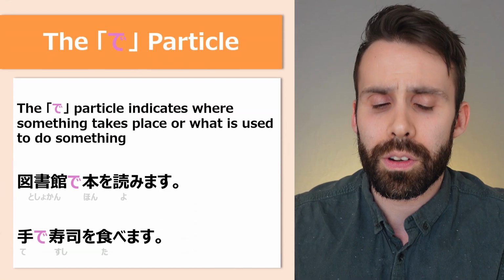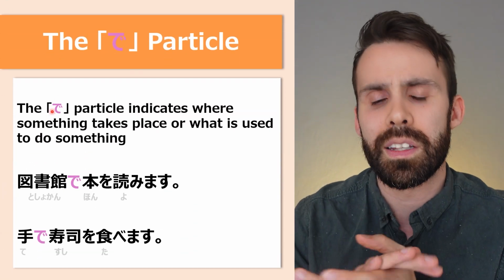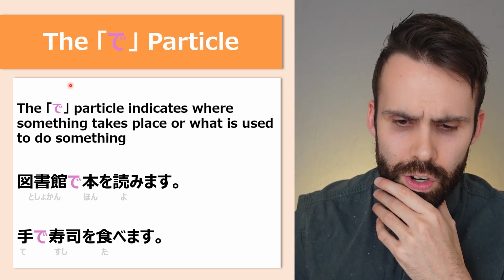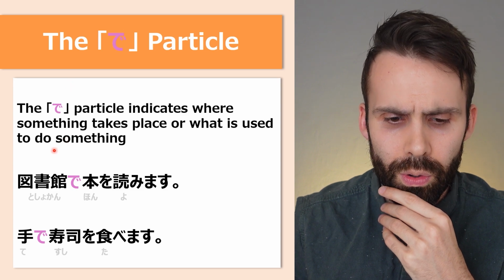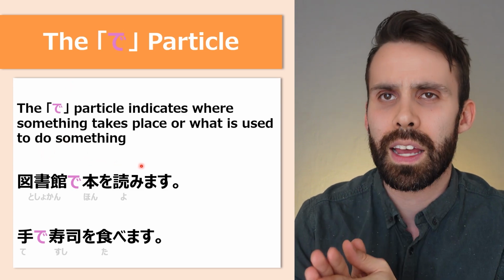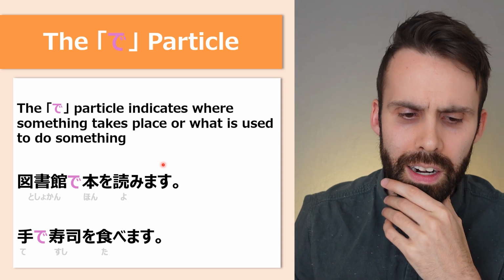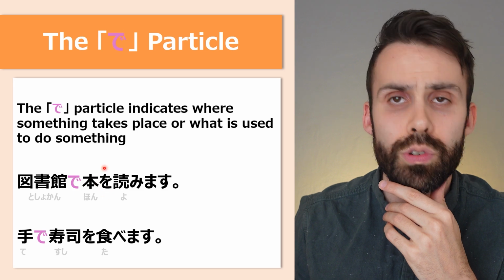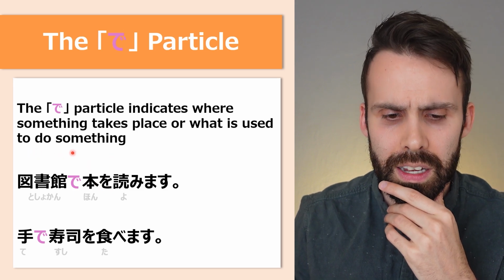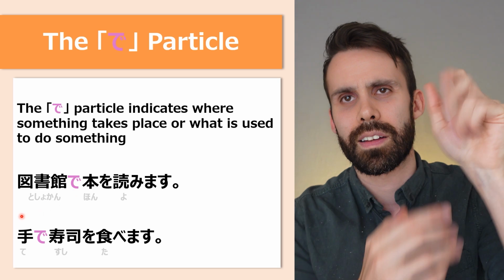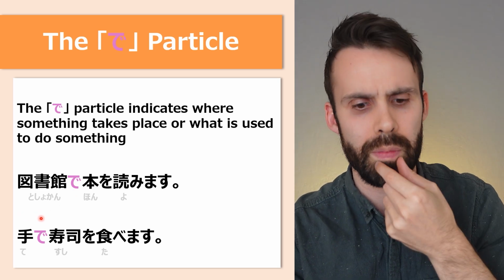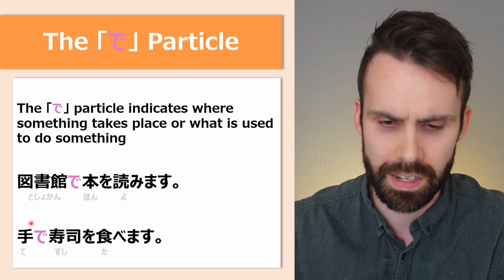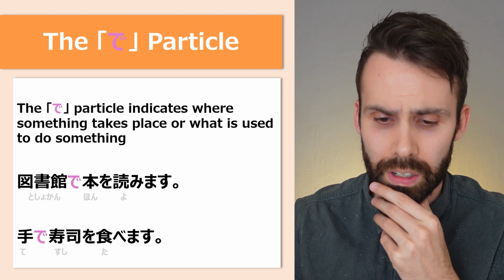Moving on to the next particle, we have de. And this particle indicates where something is happening or what is used to do something. So for example, 図書館で本を読みます。So at the library, 本を読みます。So here we have O again. Read a book. Or 手で. So this is 手. Hand. 手で寿司を食べます。To eat sushi with your hands. And that's the で particle.